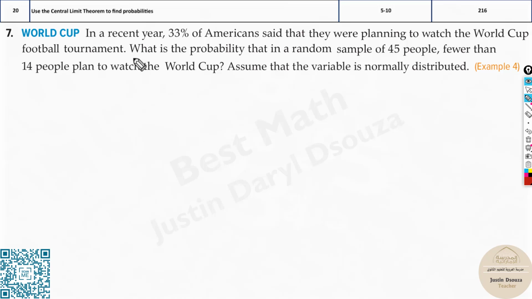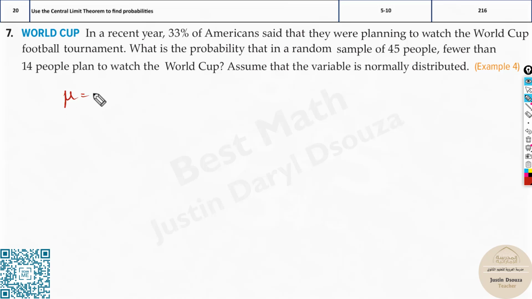Now, what about this problem, which is very interesting? Here we have to use the binomial central limit theorem. But the first one is a simple one. In a recent year, 33% of Americans said that they were planning to watch the World Cup football tournament. What is the probability that in a random sample of 45 people, fewer than 14 people plan to watch the World Cup? Assume that the variable is normally distributed.